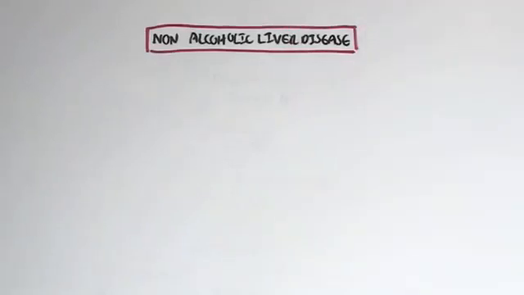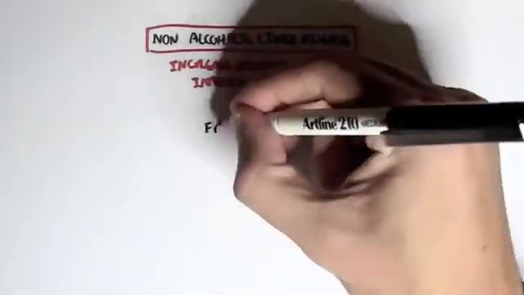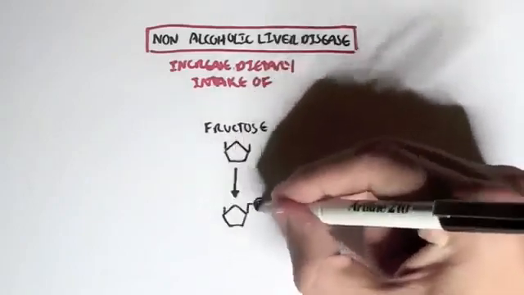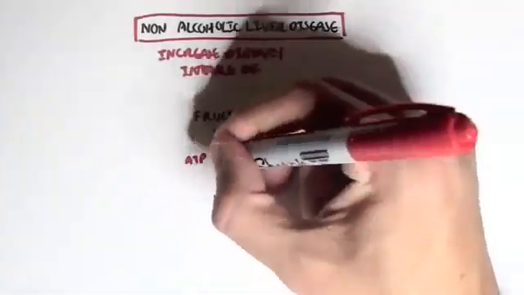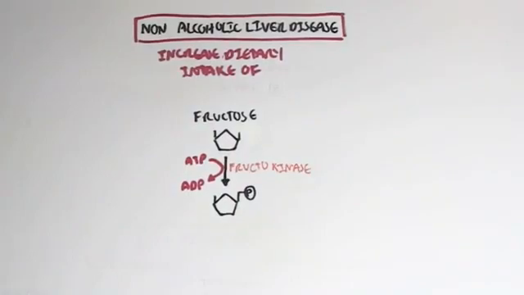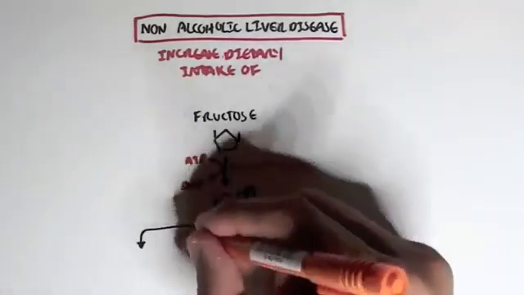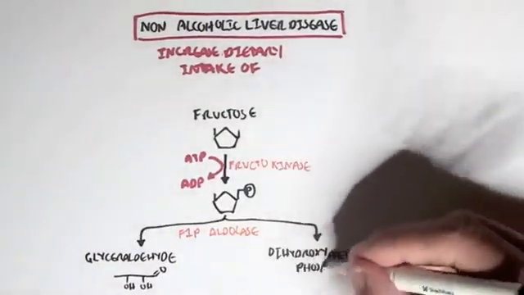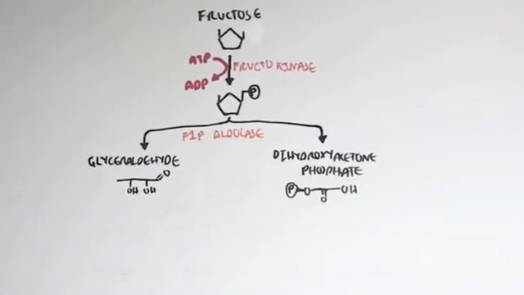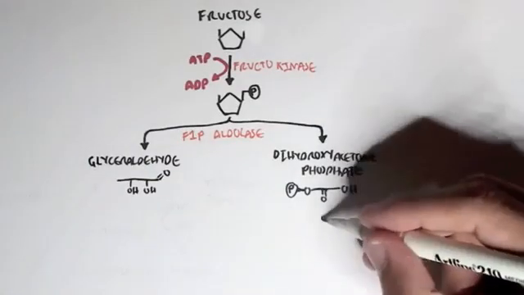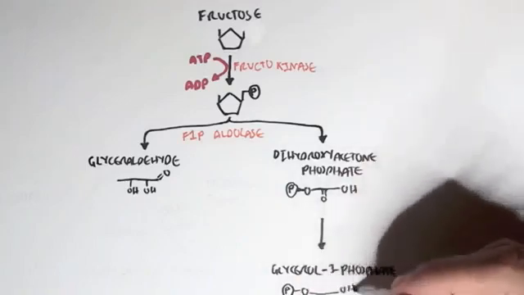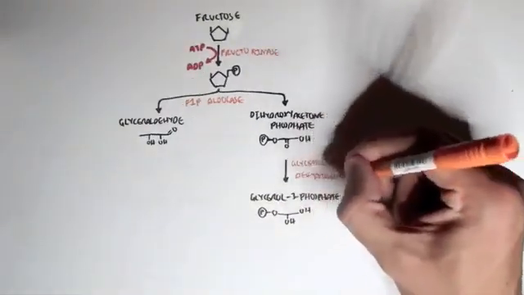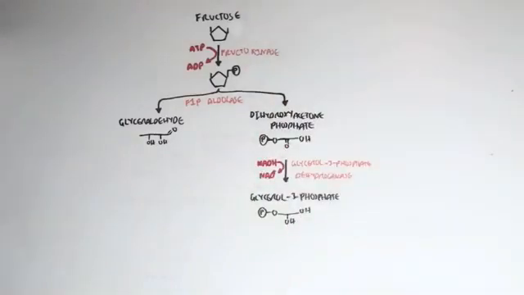So non-alcoholic liver disease can be caused by the increased dietary intake of fructose. Fructose can convert to fructose 1-phosphate by the enzyme fructokinase, the phosphate obtained from ATP. Fructose 1-phosphate can then split in two to form glyceraldehyde and dihydroxyacetone phosphate by the enzyme fructose 1-phosphate aldolase. Now let's just look at one of these molecules. Dihydroxyacetone phosphate, if you remember, is part of the glycolysis step. Dihydroxyacetone phosphate can also actually convert to glycerol 3-phosphate. With the enzyme glycerol 3-phosphate dehydrogenase, NADH is oxidized to NAD.